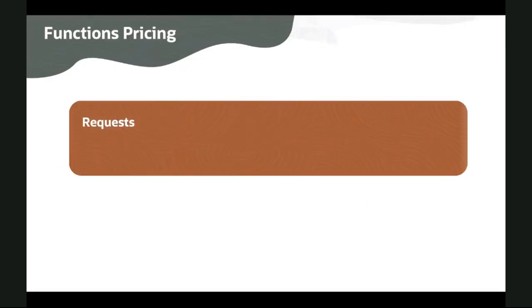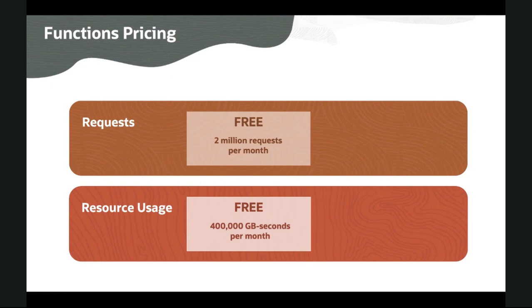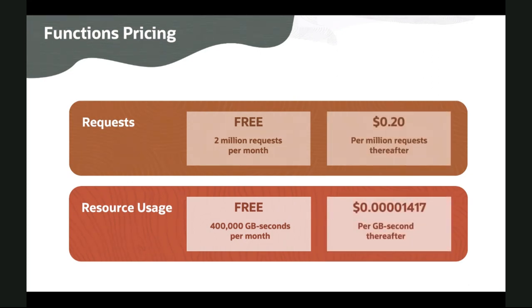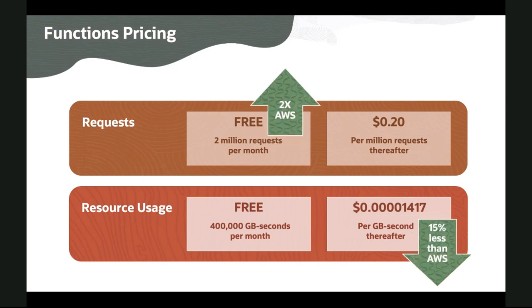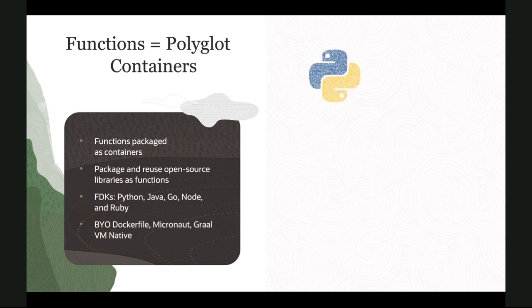Let's look at the function pricing. There are two dimensions. One is the number of function invocation requests, and the second one is the resource usage, which is the amount of memory that you consume when your function was running. Functions pricing has an inbuilt generous free tier. So the first 2 million requests and 400,000 gigabyte seconds are free per month. And above that, when you exceed the free tier, there is a small charge that you pay for using additional requests and additional gigabyte seconds. Our free requests are twice the number of AWS Lambda free requests, and our GB second pricing is 15% less than AWS Lambda's pricing.